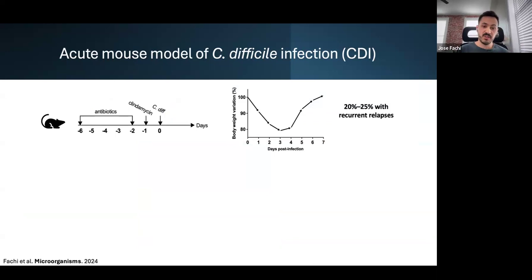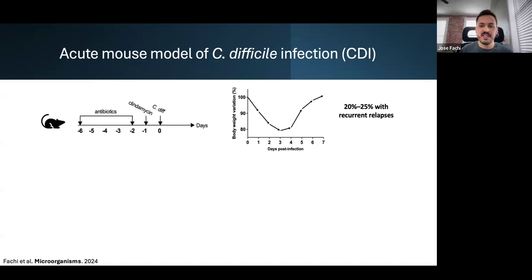In a mouse model, this infection is very similar to human. You have an antibiotic treatment, you have a disruption of the microbiota, and then you have the very acute disease. But unlike human, the infection in mouse only lasts for 1 week, and then the mouse recovers, and you don't have the disease anymore.